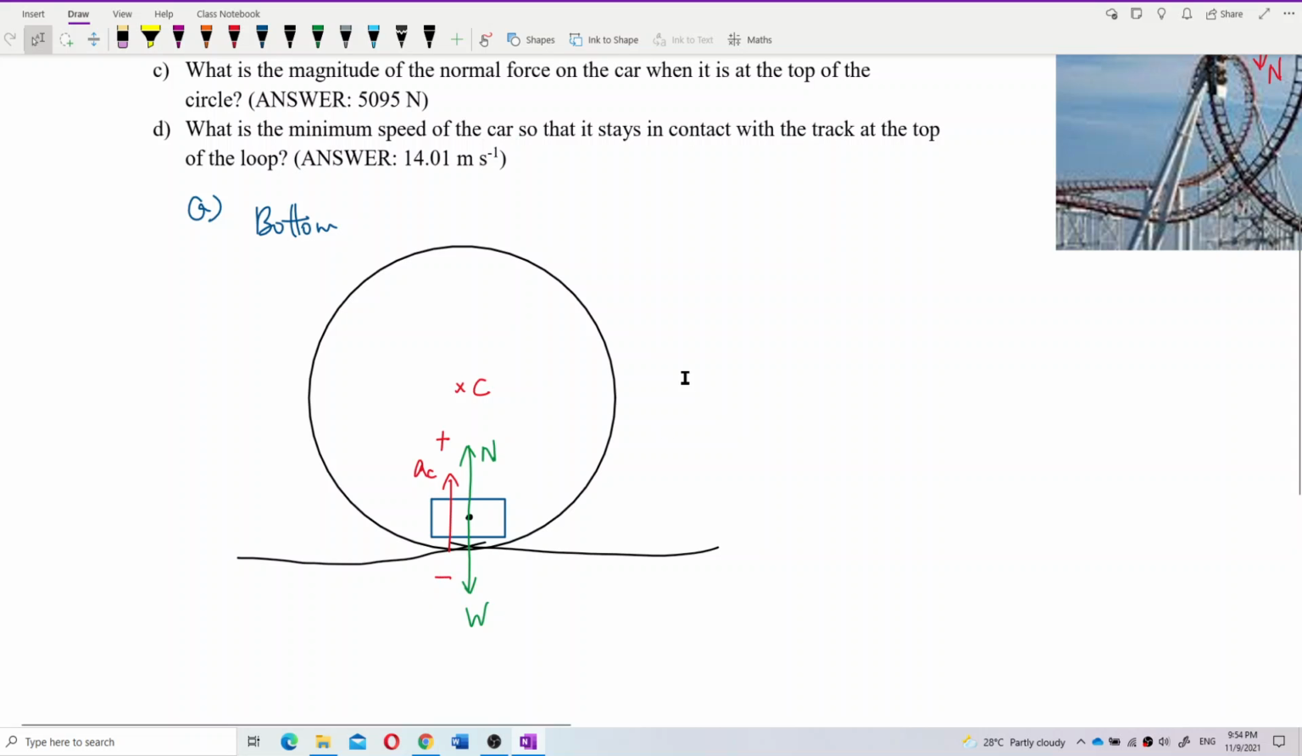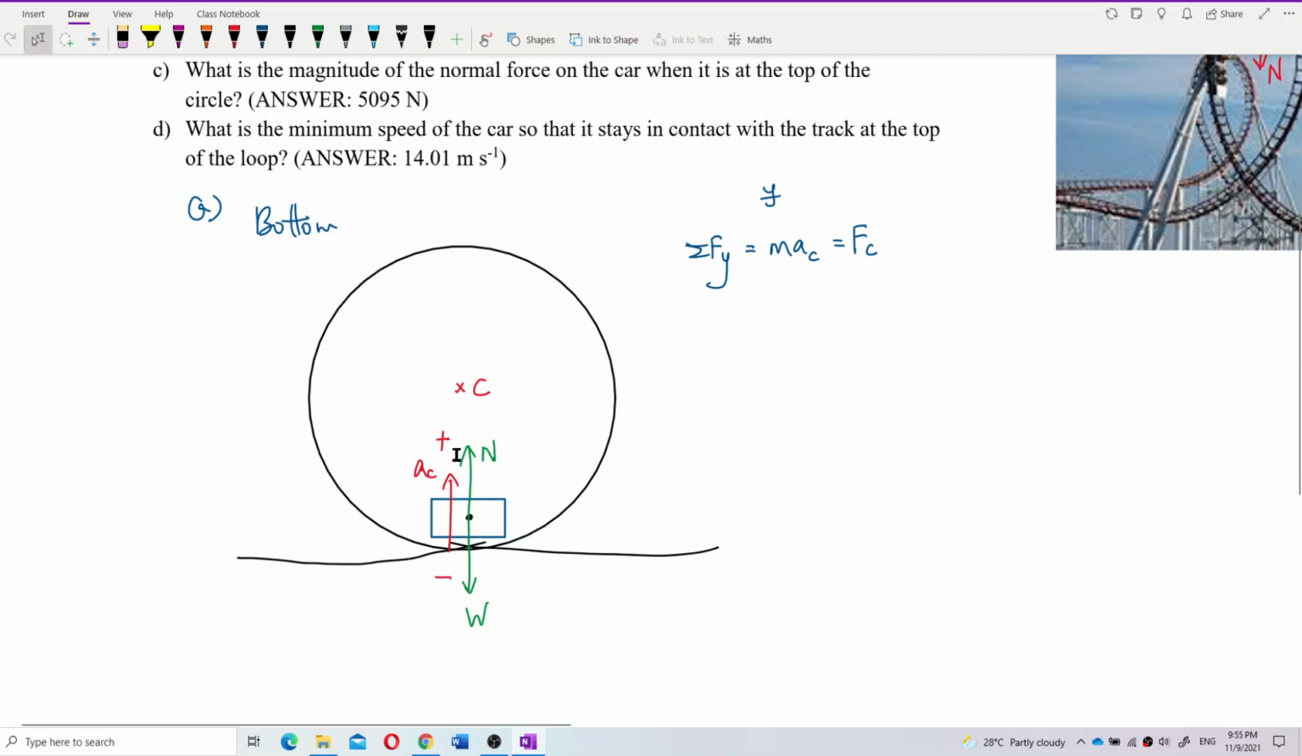So now how to do this? Total Fy, this is in the y component. In the y component we have acceleration, so we have a resultant force in the y component. Total force equals ma. The resultant force is actually the centripetal force.